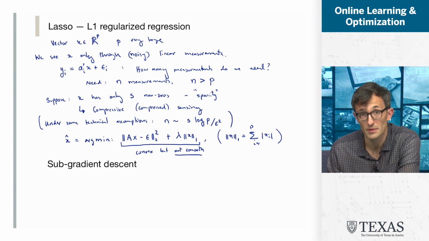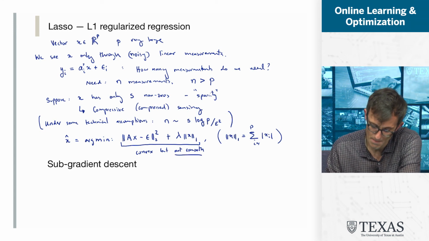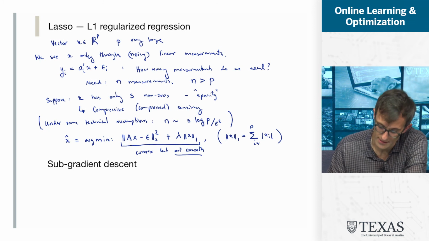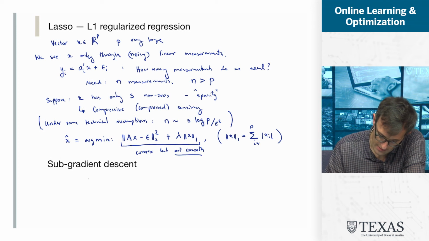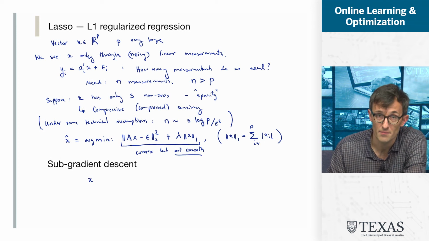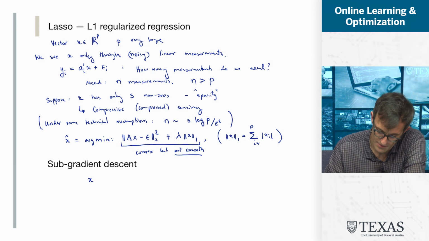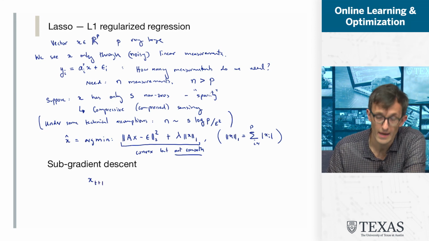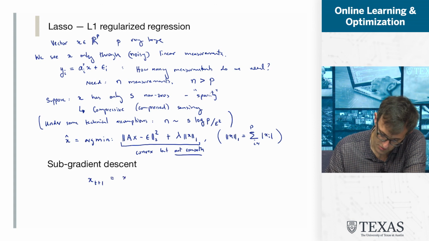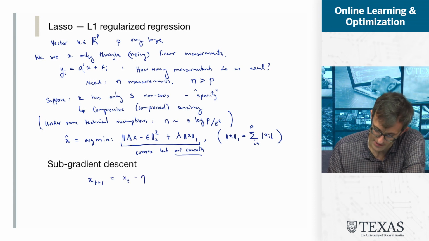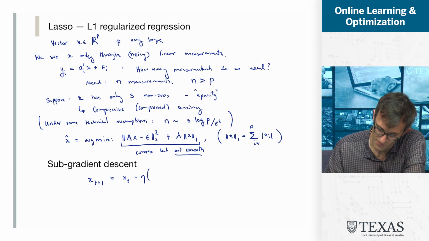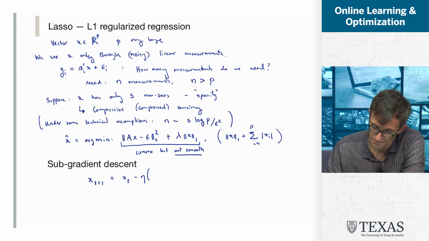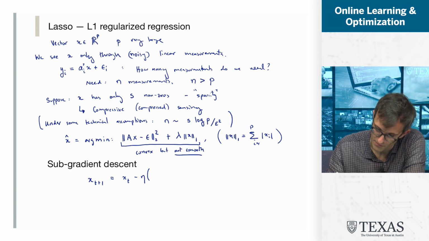So of course, I could just apply subgradient descent. Let's remind ourselves what this algorithm actually does. Subgradient descent would initialize at some x_0, and then at time t, it would update by setting x_{t+1} equal to x_t minus the step size times something in the subdifferential of this function. I've made a mistake here. This should be, of course, y.